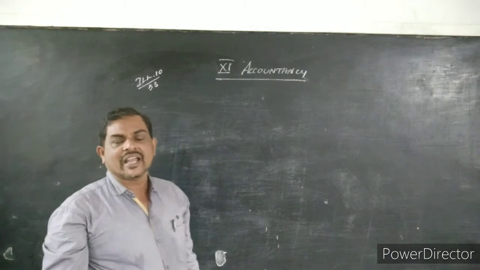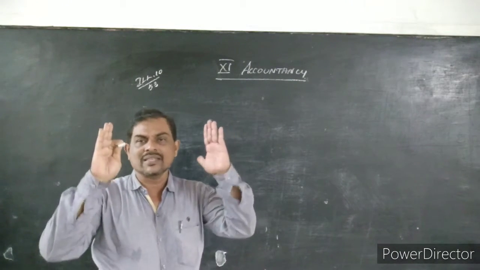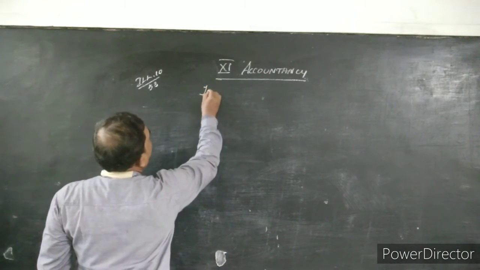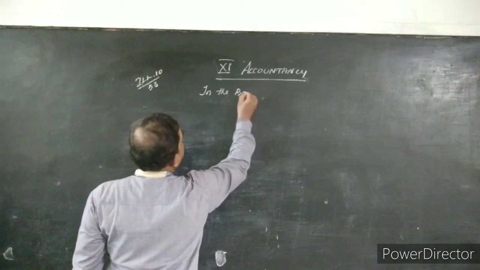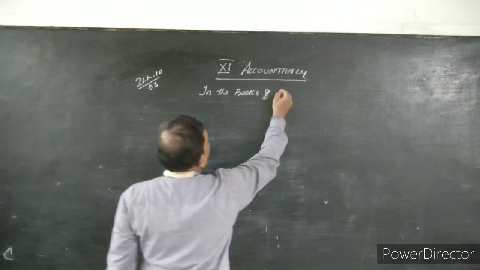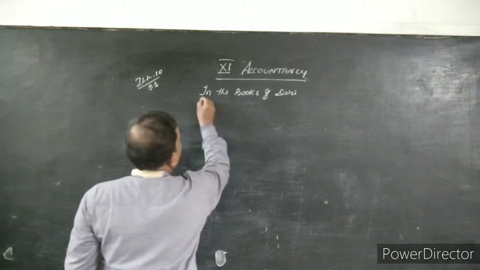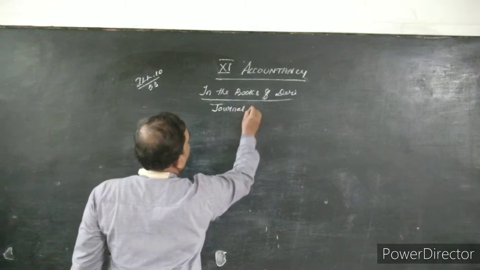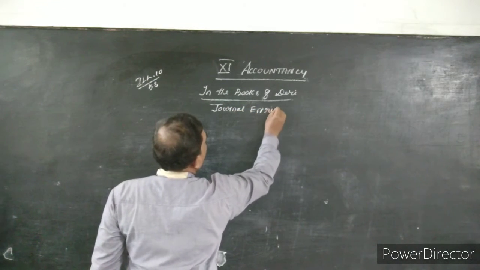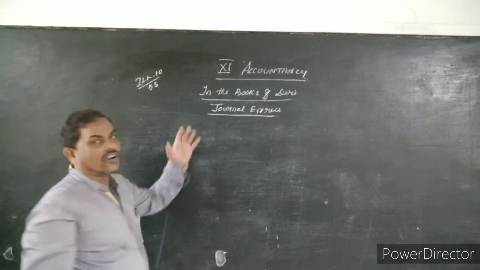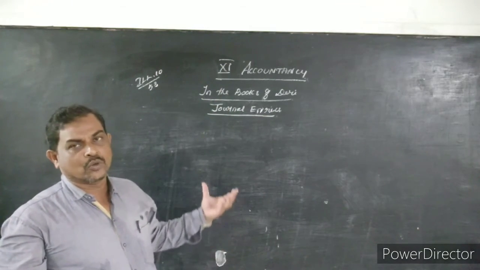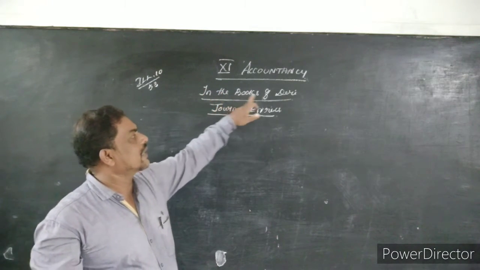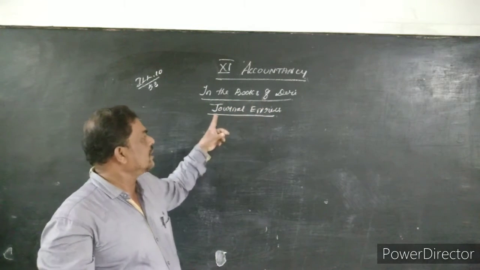While you are preparing the journal entries, we have to use only a single side of the accounting notebook. So the format is: in the books of Derry, Journal Entries. This topic you must write in the center of the first page of the accountancy notebook. You have to use only a single page, and in that page you write in the center: in the books of Derry, journal entries.